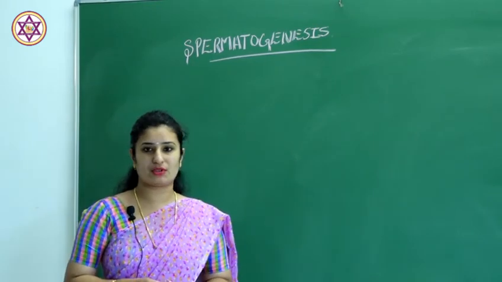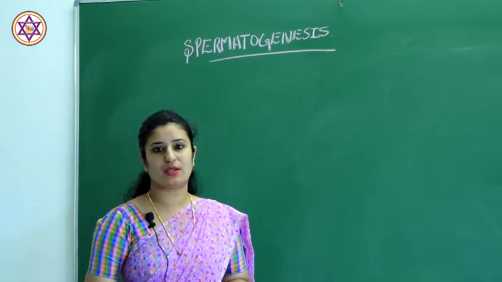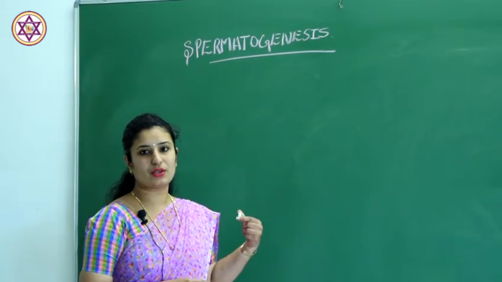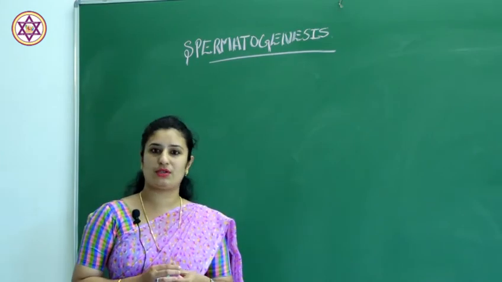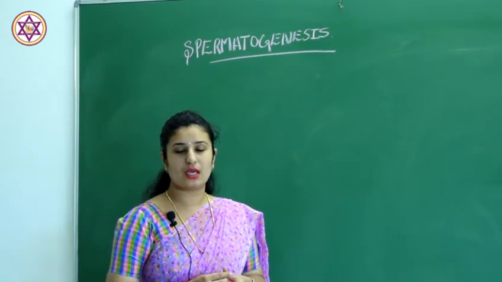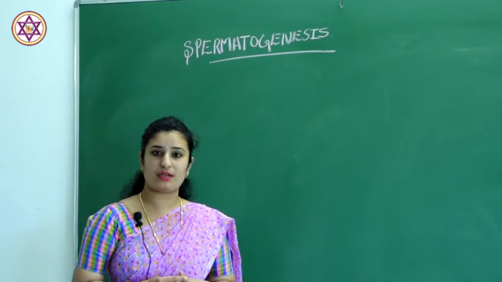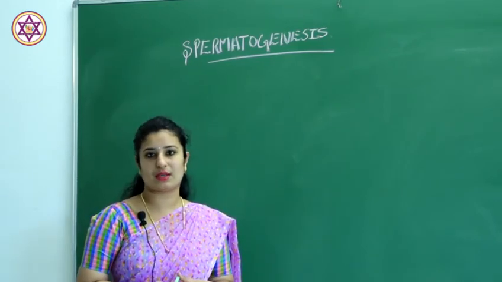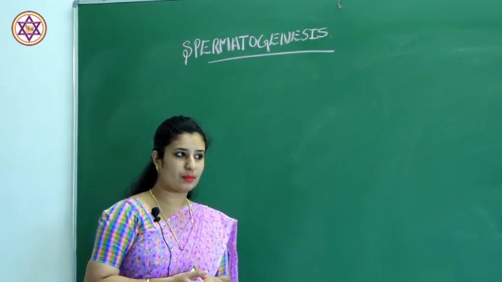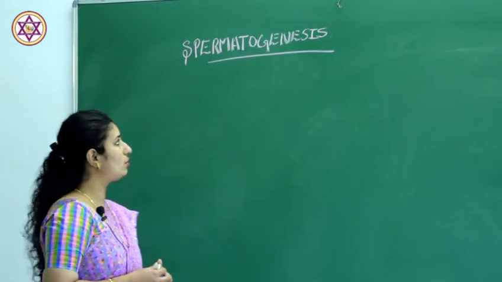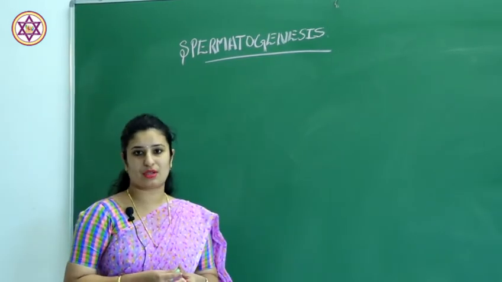In this class I am going to discuss the first unit for third semester students, and this first unit comprises a few important topics: spermatogenesis, oogenesis and types of eggs. These are the three important topics which come under the first unit, and the paper is developmental biology. So, let us discuss the first topic, that is spermatogenesis.